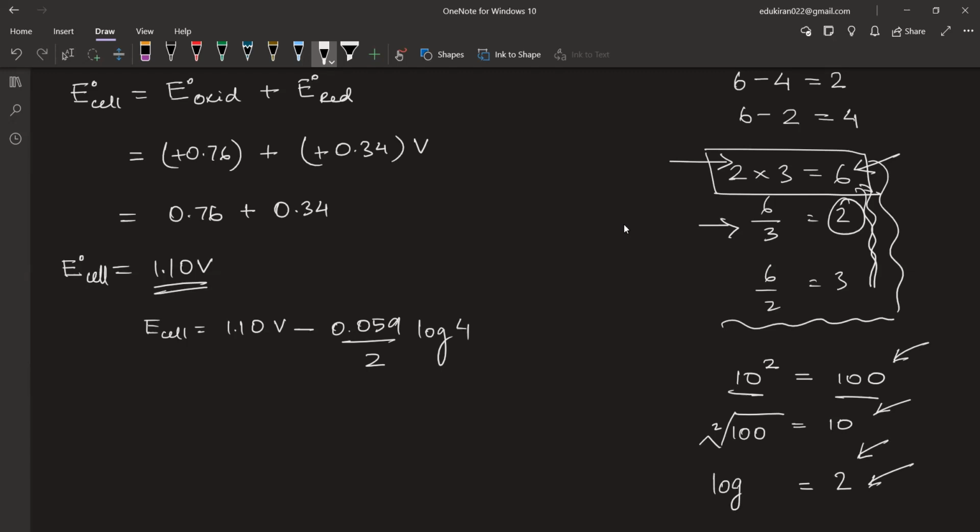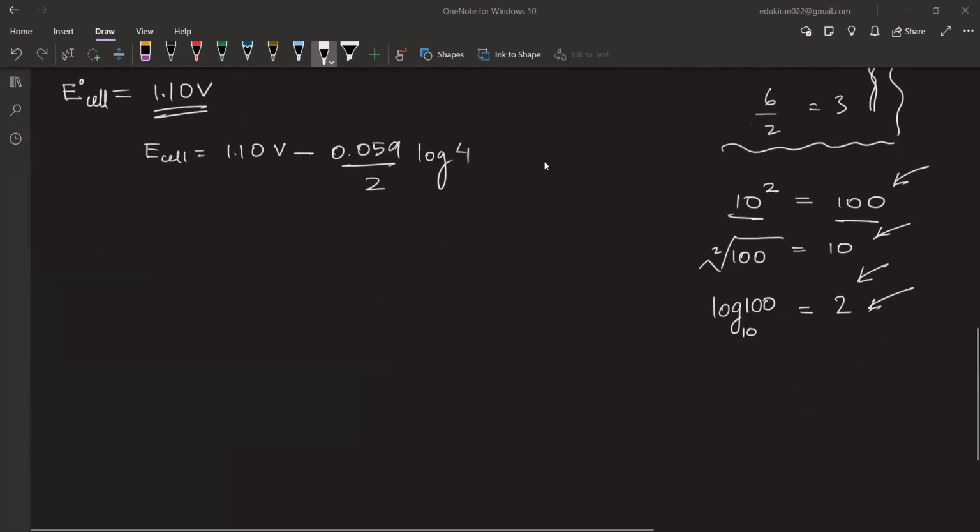Now log has two things. Log has a base and then it is of something like this. So what you can see, what is log? Log is nothing but a different way of representing exponents. So if I write log of base 10 of 100, it is equal to 2. That means 10 to the power of 2 is equal to 100.